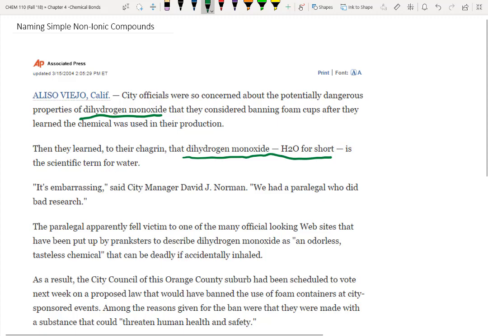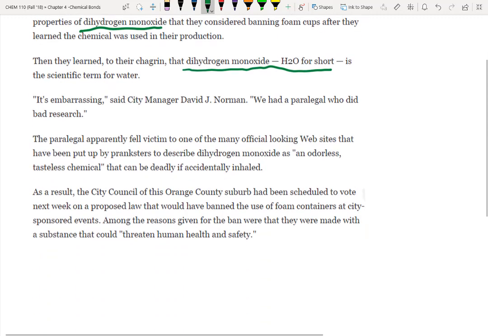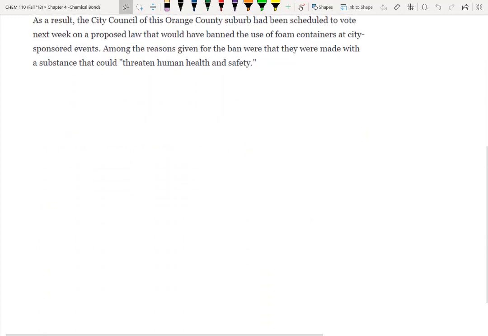So knowing how to name molecules is really important. Oftentimes we have common names. So in this case, the common name for H2O is water, but the scientific name is actually called dihydrogen monoxide. So we've got to get into the naming system for scientific naming. And in order to do this, we need to know some prefixes.